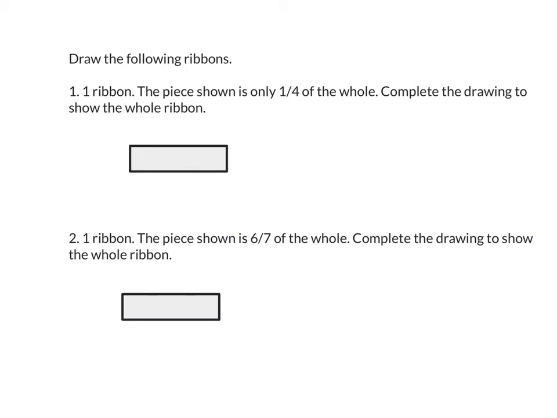Now, the piece shown here is only 1/4 of the whole. So if I have to complete the drawing to show the whole ribbon, is the whole ribbon going to be longer or shorter than this piece right here? Longer. Because it says that this piece shown is only 1/4 of the whole. So if I were to take it and duplicate it and put it here, now how many fourths do I have? 2/4. Otherwise known as 1/2. 1/2, right? Because this is only 1/4 and this is only 1/4. So I need to add another fourth.